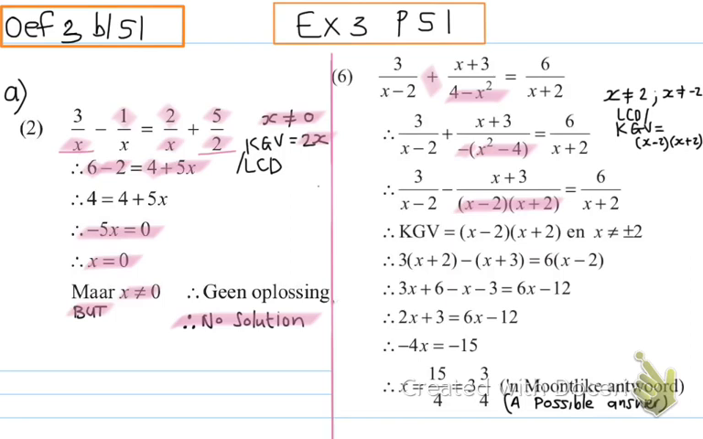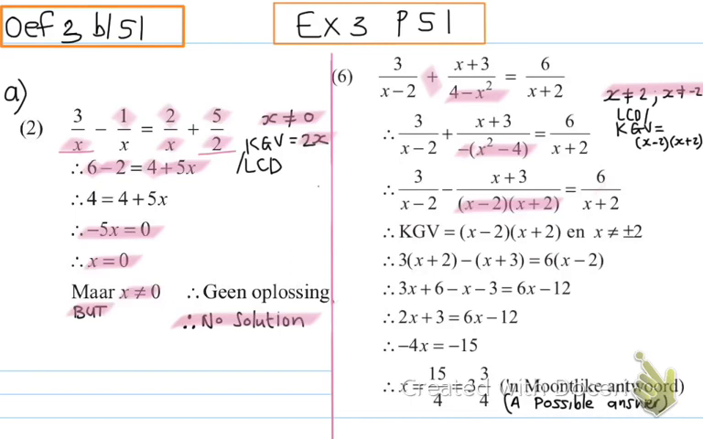Okay, now I need to get my restrictions. So if I put in here a 2, that will give me a 0 below the line. So x cannot be equal to 2. And over here a negative 2. So x cannot be equal to 2 or negative 2. Okay, that's my restrictions. Now for the LCD.